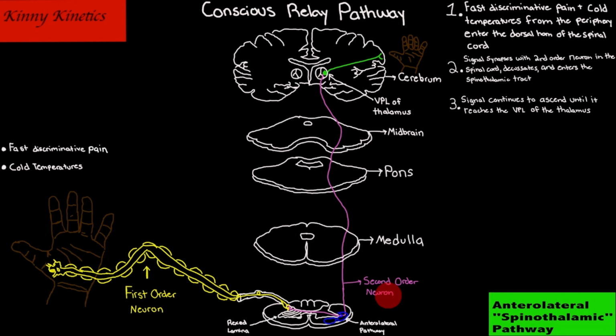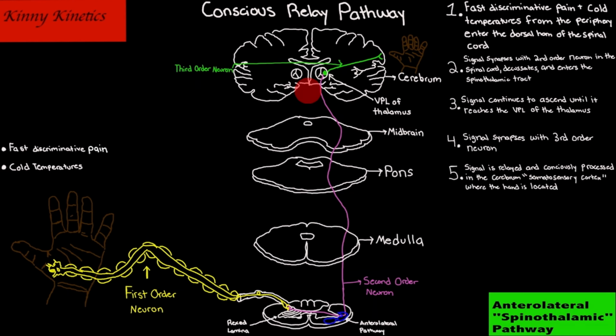Number 3. The signal continues to ascend through the spinothalamic tract within the medulla, the pons, and the midbrain until it reaches the VPL of the thalamus. Number 4. Here the signal synapses with the third order neuron in the VPL of the thalamus. This green right here is the third order neuron. Number 5. The signal is consciously processed in the cerebrum, aka the somatosensory cortex, and it relays the pain to the area where the hand is located. This is how we know exactly what area in our bodies we feel pain.